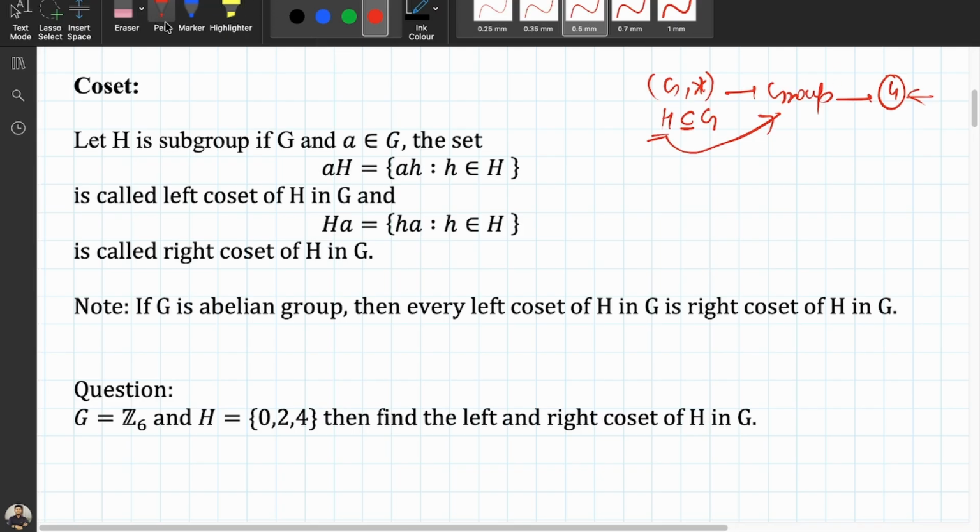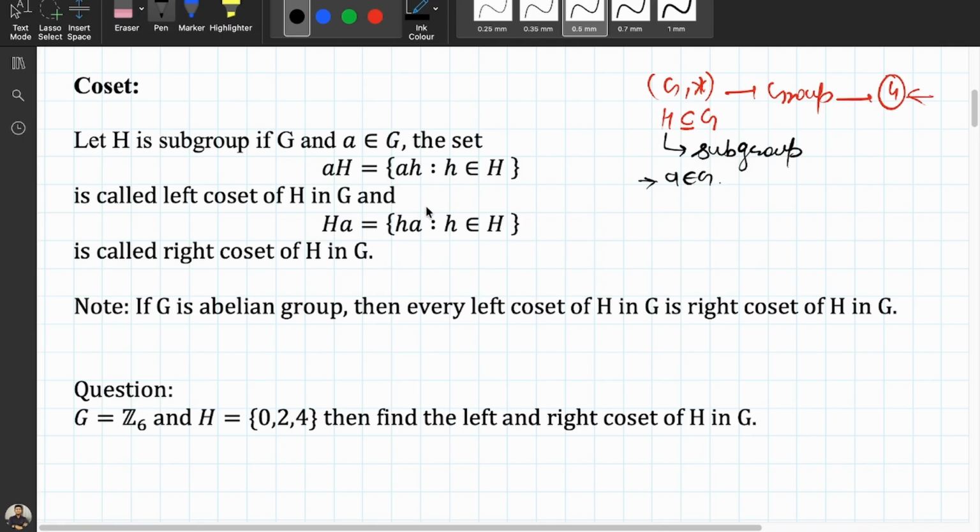So now we'll start with the subgroup only. This is nothing but my subgroup H of G. Then I will take one element, let's say a, belonging to G. It may not belong to H, but I'll take the generalized case.